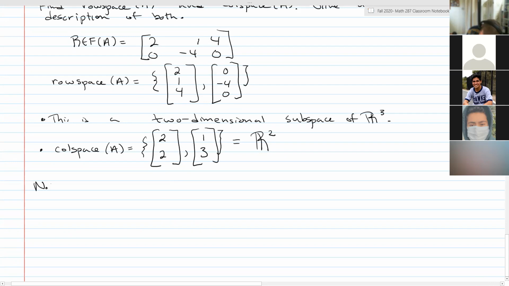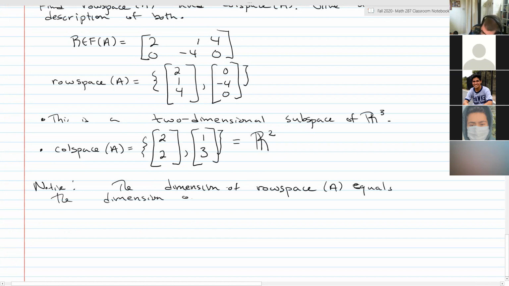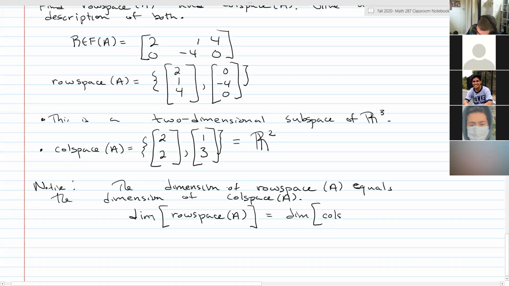Is to notice something, right? Notice the dimension of the row space of A equals the dimension of the column space of A. So the dimension of the row space is going to equal the dimension of the column space of A. So in other words, if we write it, dim of the row space of A equals dim of the column space of A.